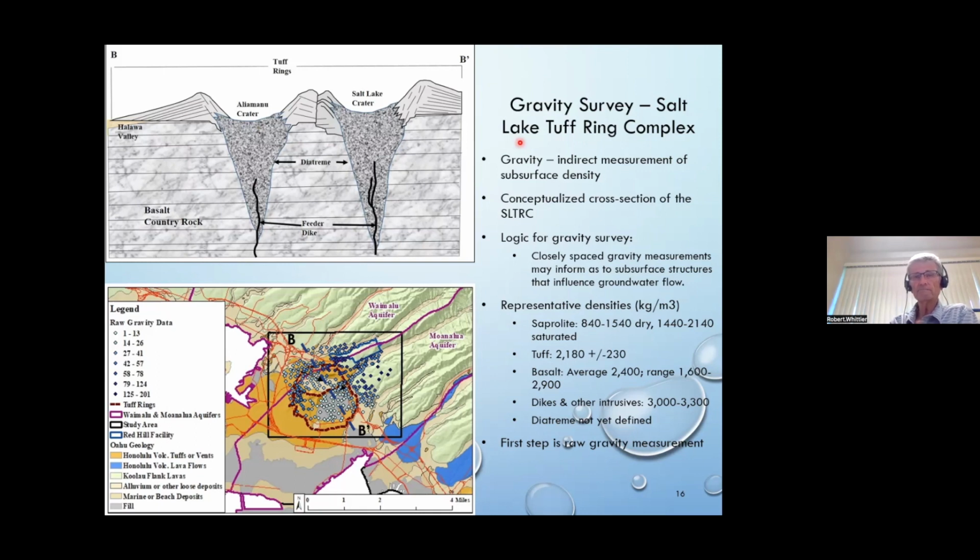So DOH and University of Hawaii did a gravity study, looking for gravity contrast. On the light end would be saprolite, tuffs are a little bit denser. Basalt would be more in the dense intermediate range, and finally dikes and other intrusives would be at the high end. Diatremes have not yet been defined.